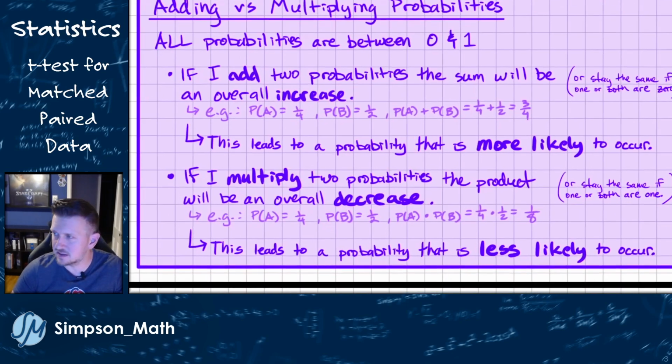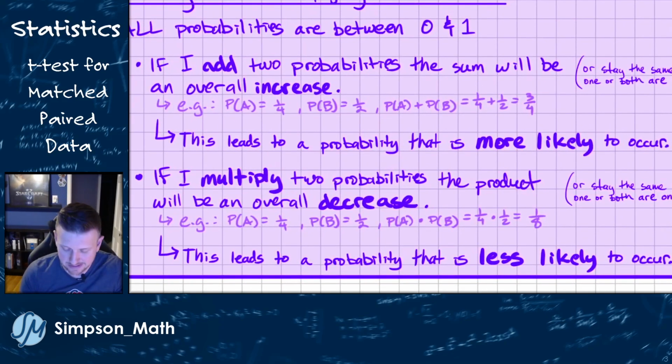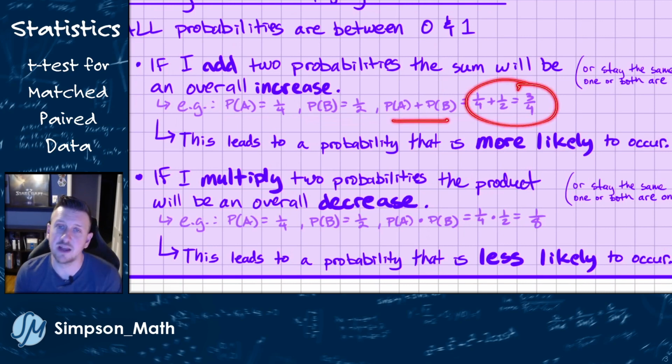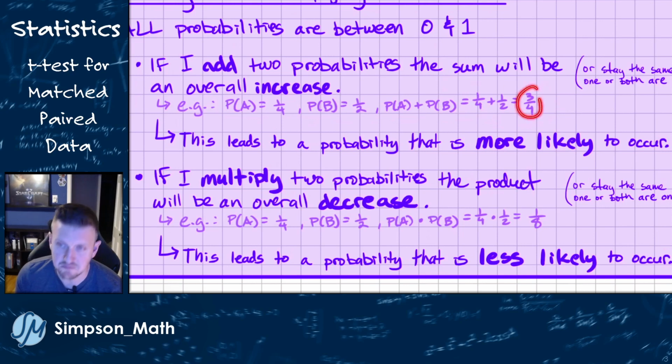Take a look at the light purple here, just so you can see the math play out. If the probability of A, don't worry about what A is, is 1/4, and the probability of B is 1/2, and it's appropriate for me to just add them together, then the probability of A plus the probability of B is 3/4. All right.